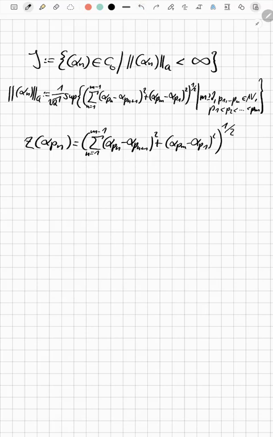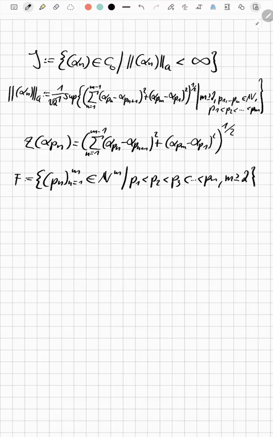And furthermore, we will define the following set. F will just be the set of all the finite sequences of pn's, so these are positive integers, and p1 shall be smaller than p2, and that shall be smaller than p3, and on and on, up until pm, and importantly, m should be greater or equal to 2.